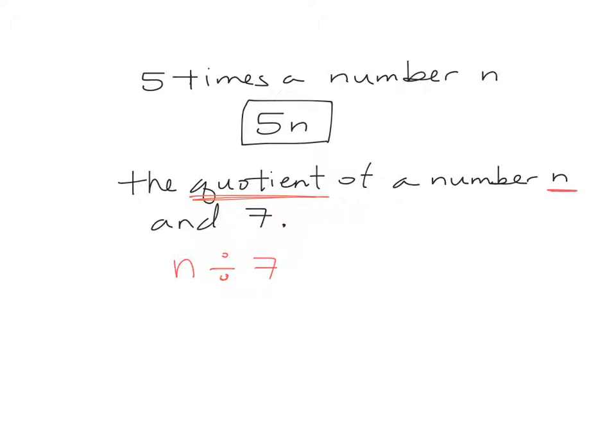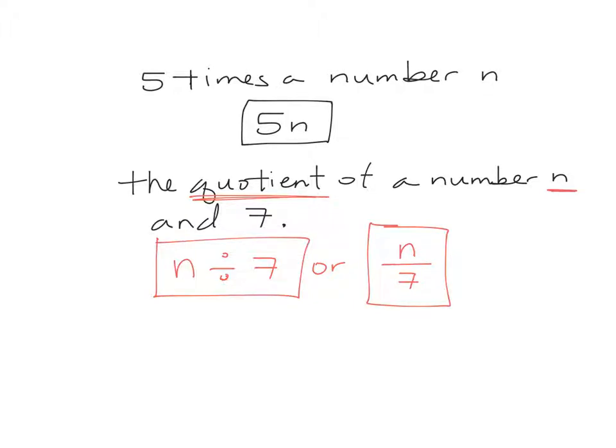Or do you know another way to write n divided by 7? Another way to do division. Not 7 divided by n, because that would be a different value, right? The other way you could do it is with the division bar. Okay, so n divided by 7, like that, or n over 7, like that. Okay, the quotient of n and 7. How are we doing so far?